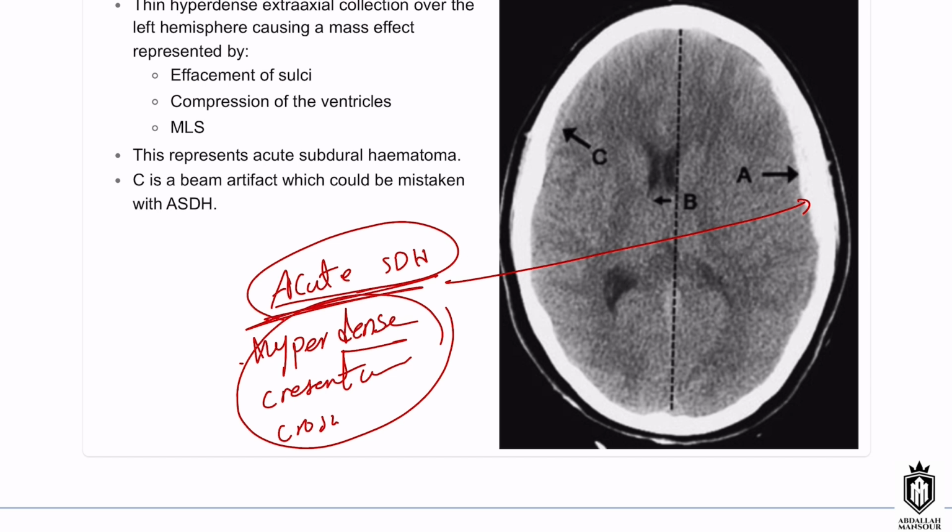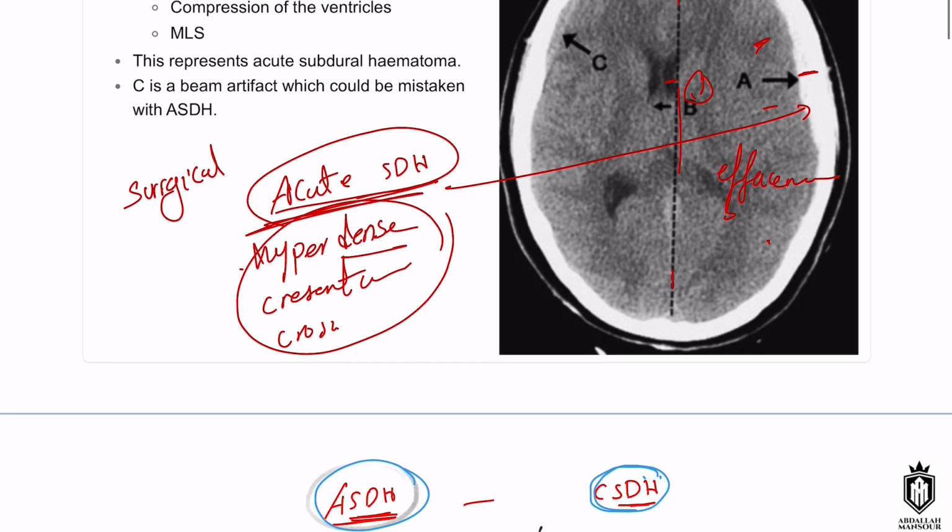It's causing mass effect, and this mass effect is represented by effacement of the sulci, as you see here, and compression on the ventricles, and also midline shift. It's very important to try to measure this hematoma in millimeters and also measure the midline shift, because that will be relevant in the surgical planning, whether this patient needs surgery or not.